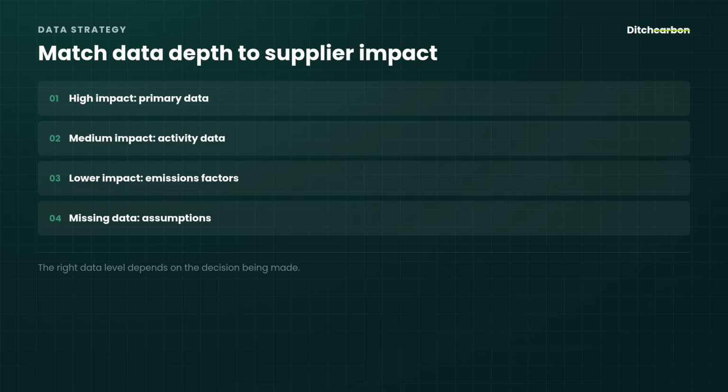A group of high impact suppliers where you want primary data, a second group where activity data is sufficient, and a long tail where industry averages remain appropriate for now. That's how Scope 3 data actually matures, starting with estimates, improving with activity data, then increasing primary supplier coverage over time.